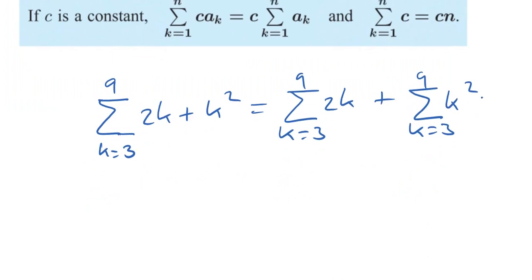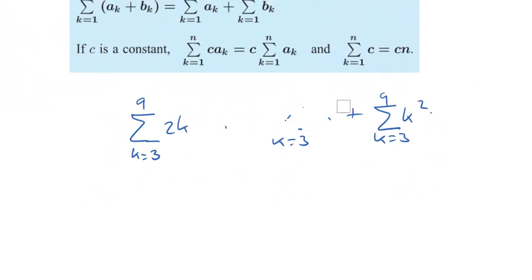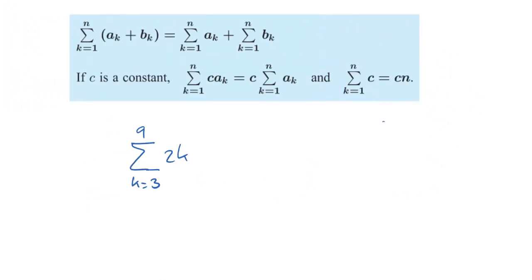And also, if we have something, let's use the same numbers again. The second line of this is saying, well, if I had this, that 2 is just a constant. So what I could say is, I could pull out the 2. I could work out the sum of just k from 3 to 9, so 3 plus 4 plus 5 and so on up to 9, and then get that sum and then multiply the whole thing by 2. And I'm going to have exactly the same answer.